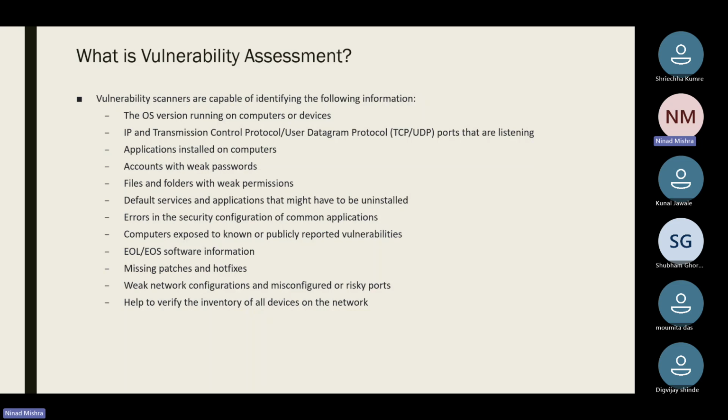Then any missing patches or hotfixes, similar to what we said, computers that are exposed to vulnerabilities. I gave you the example of the FortiGate firewall. If the old OS is already reported for vulnerabilities and is not patched, it is identified in this. Weak security configuration and misconfiguration on disk, port, again the same thing. It also helps to verify the inventory of all devices on the network. Whenever you do the scanning, it is important for the systems or network administrator to have the inventory of the devices present on the network. Once you do that, it verifies that your inventory is up to date and all the devices are present.